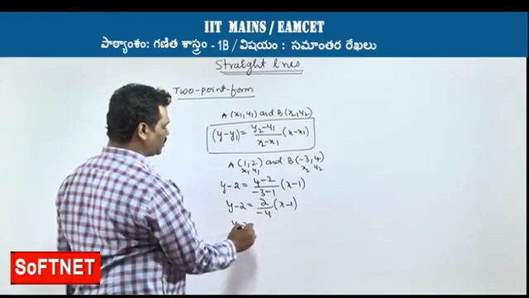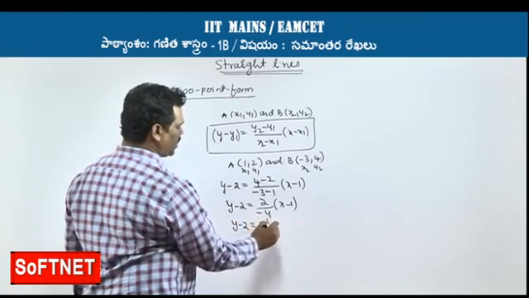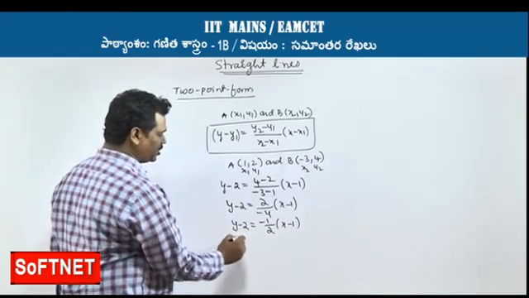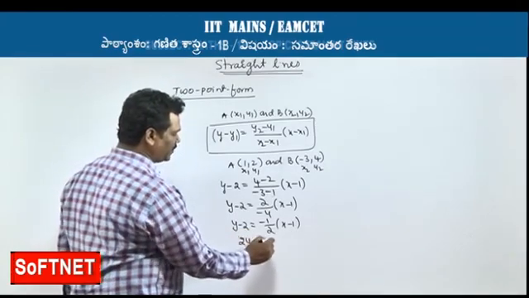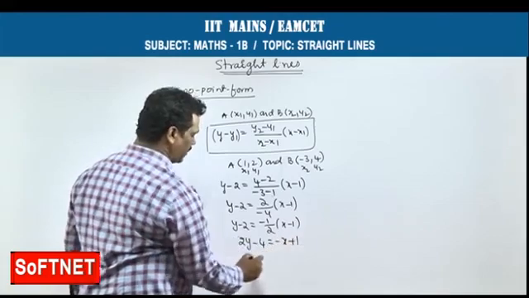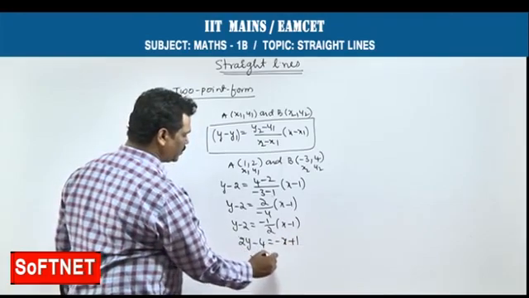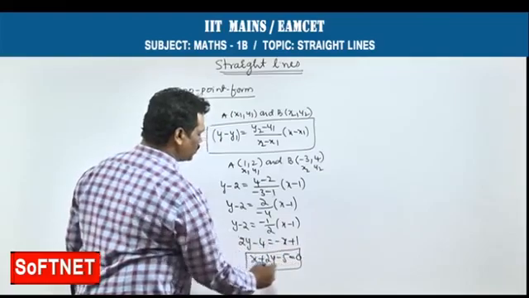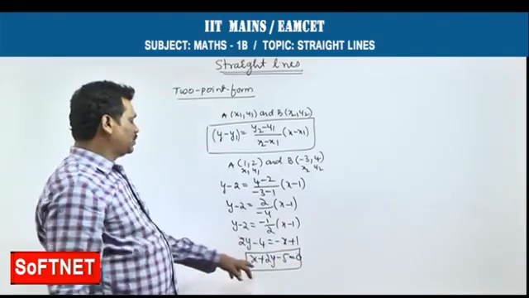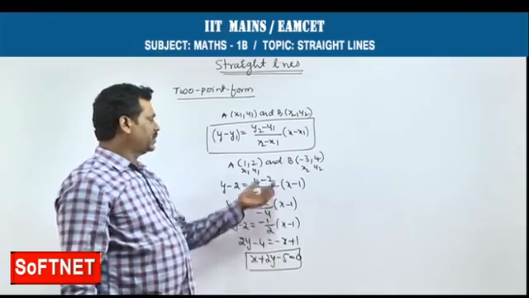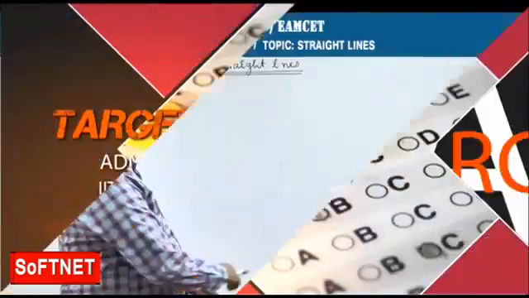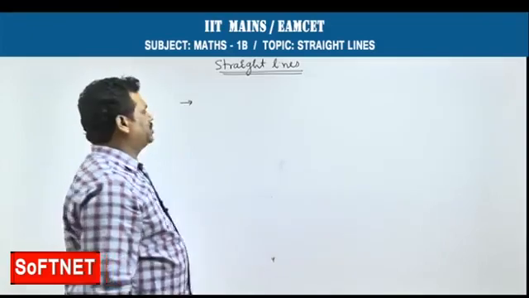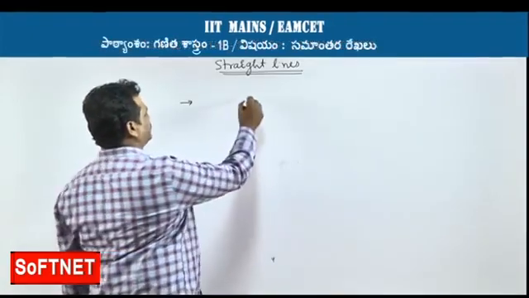So here y minus 2 is equal to minus 1 by 2 into x minus 1. Cross multiplication, we get 2y minus 4 is equal to minus x plus 1. So here x plus 2y minus 5 equal to 0. This is the equation of the straight line x plus 2y minus 5 equal to 0 passing through the given 2 points.